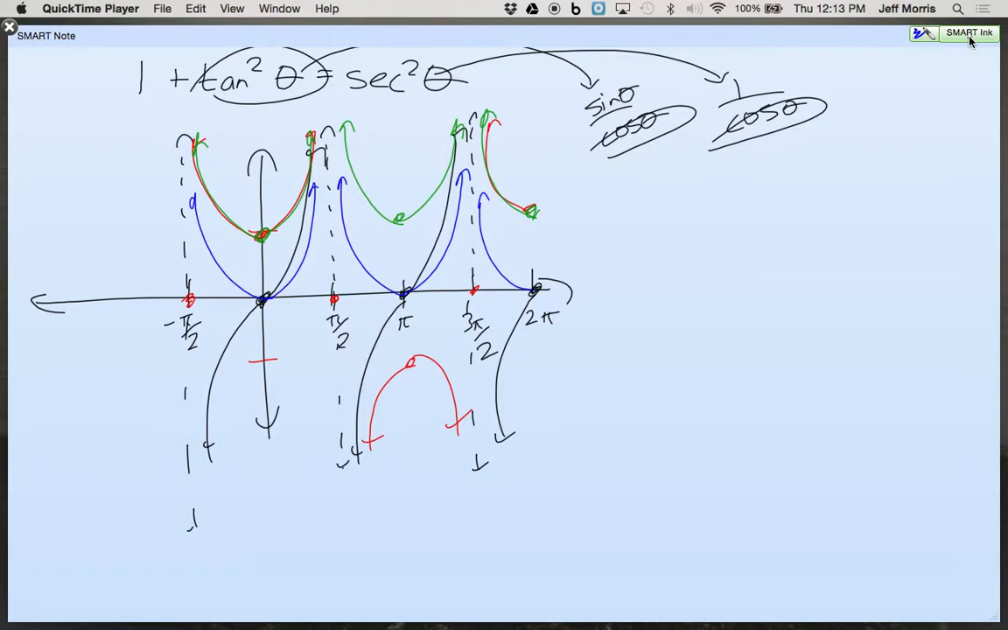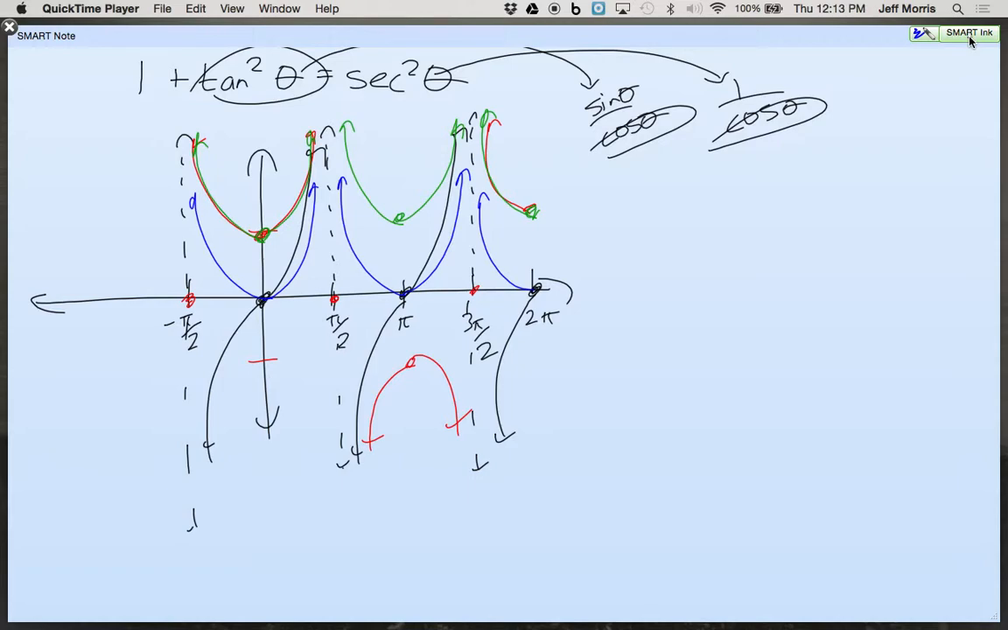Now let's take secant, which is the red ones, and let's square it. What would happen if I square the red ones? Instead of hat up, hat down, hat up, it'd be what? All hats up, and now all the hats would overlap, and we have now proved that 1 plus tangent squared equals secant squared, proof by picture. That was pretty good, wasn't it?